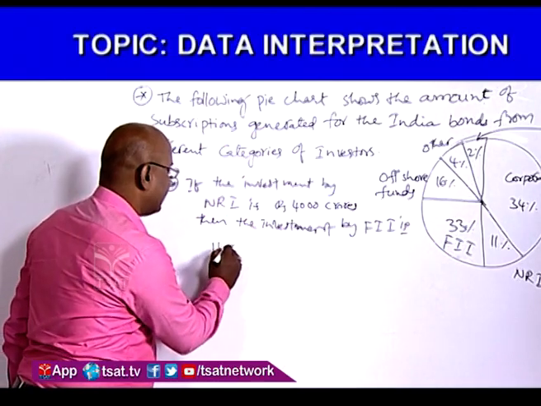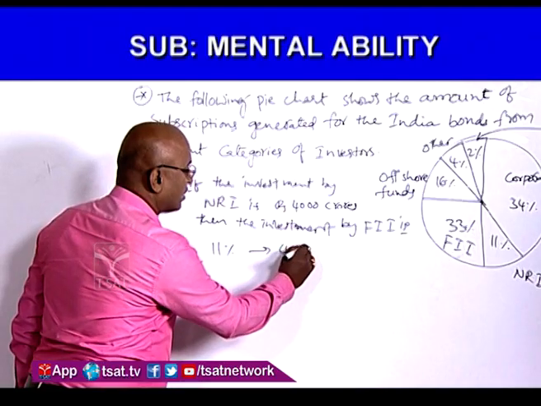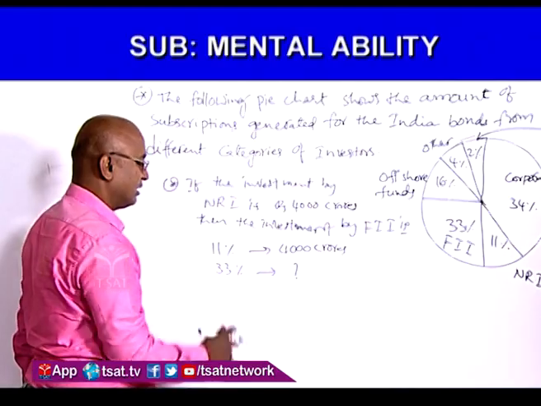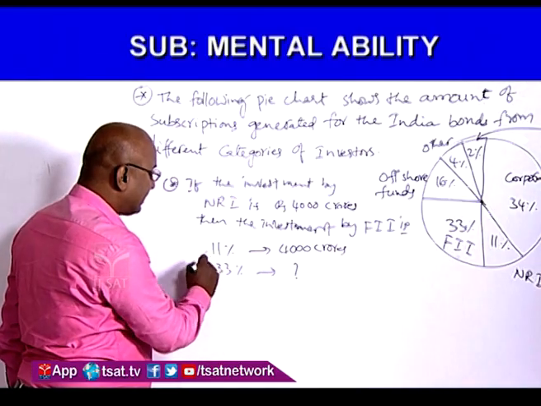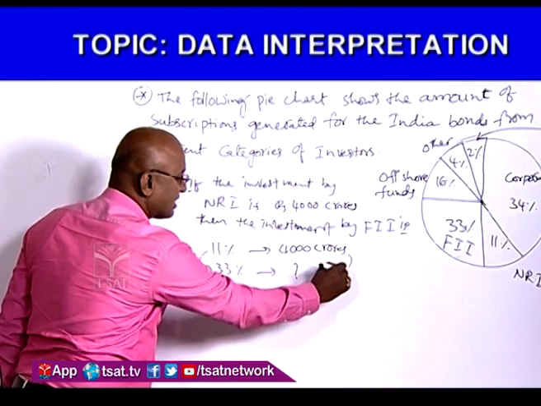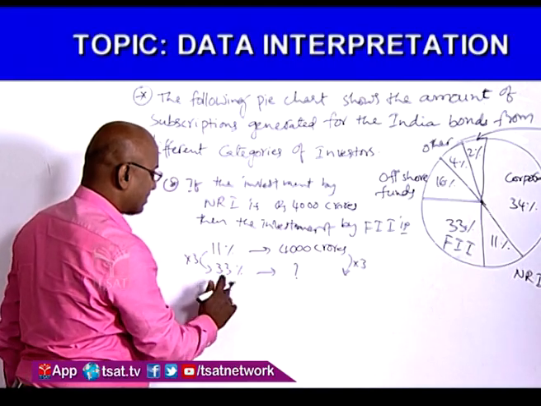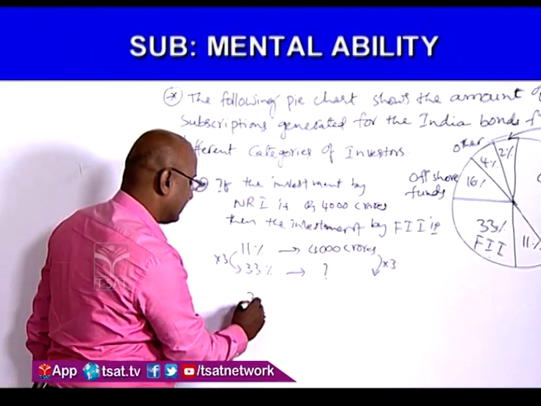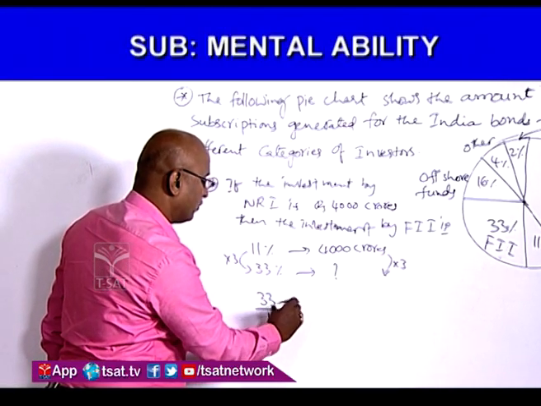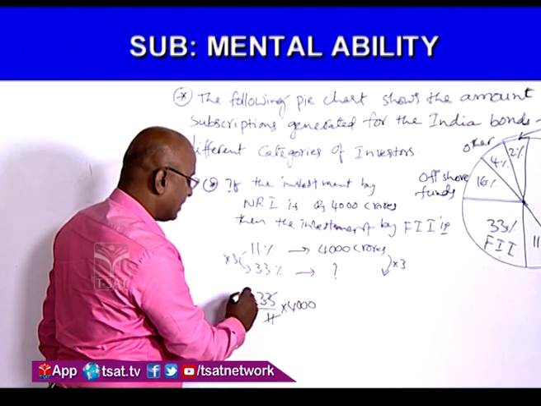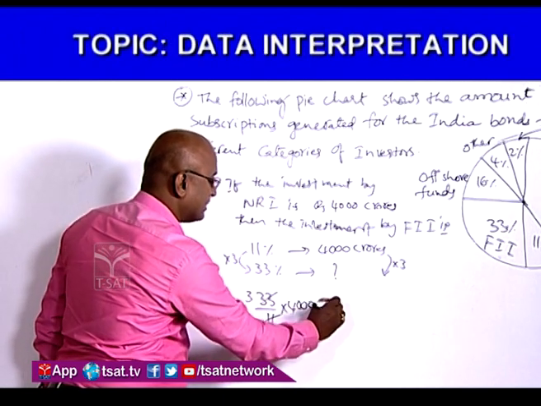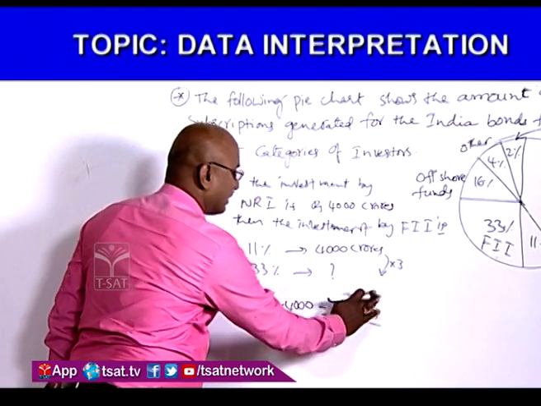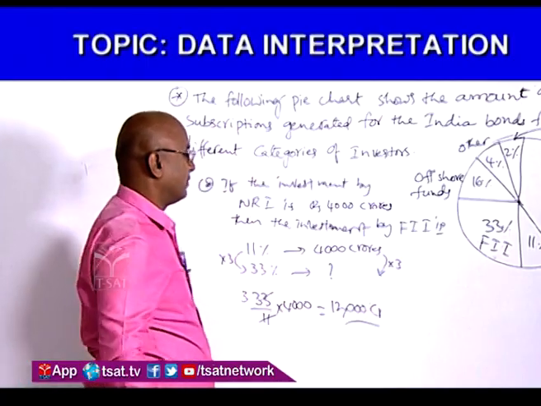Then how to calculate this? If 11% is equal to 4,000 crores rupees, then 33% is how much? It is 3 times increased, so similarly the value also has to be increased by 3 times. Or otherwise, 33 by 11 into 4,000. 11 ones are 11, 11 threes are 33, and 3 into 4,000 is equal to 12,000 crores rupees. So 12,000 crores rupees is the answer.